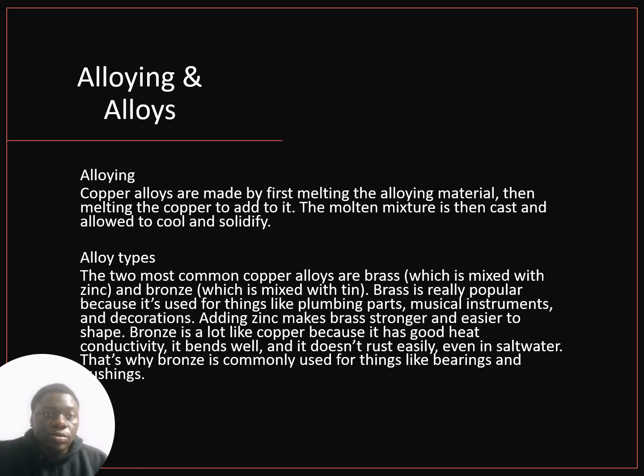Copper alloys. The two most common copper alloys are brass, which is mixed with zinc, and bronze, which is mixed with tin. Brass is really popular because it's used for things like plumbing parts, musical instruments, and decorations. Adding zinc makes brass stronger and easier to shape. Bronze is a lot like copper because it has good heat conductivity, it bends well, and it doesn't rust easily, even in salt water. That's why bronze is commonly used for things like bearings and bushings.